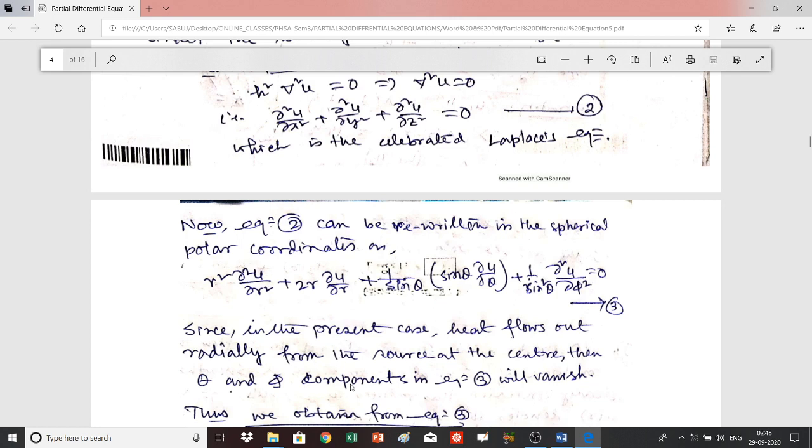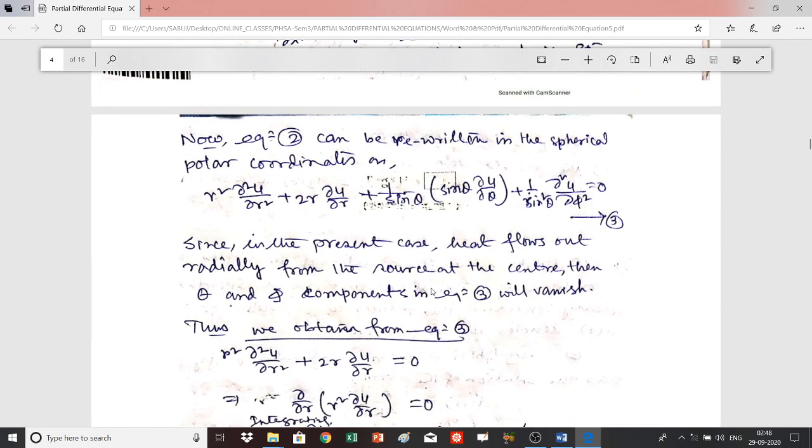Only the radial component will be there. So, we are very lucky in this problem that these two terms can be cancelled. Not can be, should be cancelled in this case. So the problem now becomes r square del 2u del r square plus 2r del u del r is equal to 0. Remember why these two terms cancelled here, because the heat flow is found only in the radial direction.